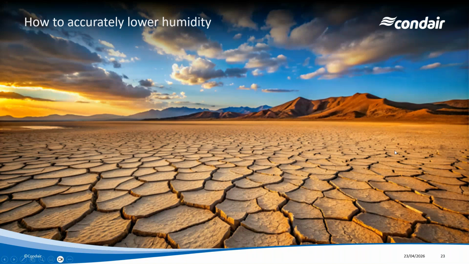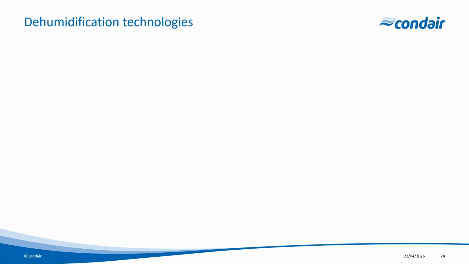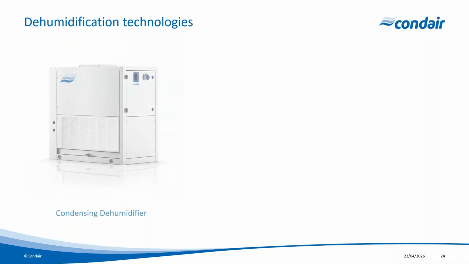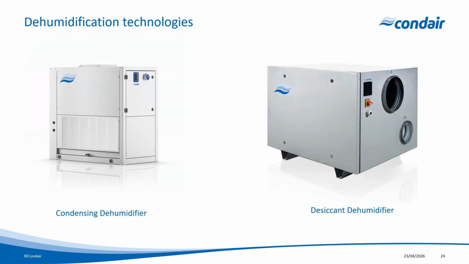So that's how we can accurately increase humidity. Now, how can we decrease humidity? Well, here there are two different kinds of technology that can be employed. Either a condensing dehumidifier or a desiccant dehumidifier. And again, they are completely different, and there are different considerations to be made and different reasons why you'd use one or the other. So we're going to dive into how these units work so we understand that.